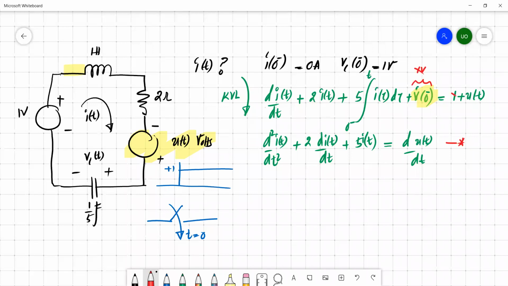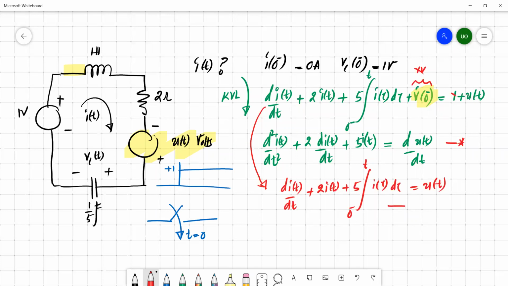Or else, if you just take this one here by substituting this, this would be the derivative of the current plus 2 times i(t) plus 5 times the integral from 0 to t of i(tau) d tau equals u(t). Without simplifying it further, you can just think of this as a time domain equation.